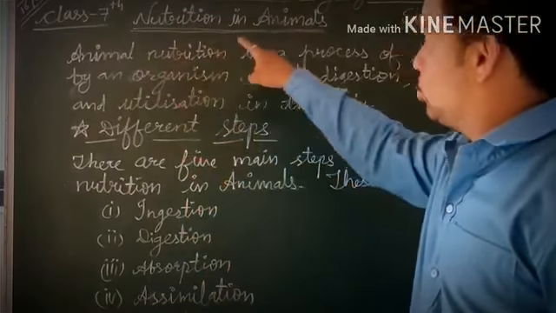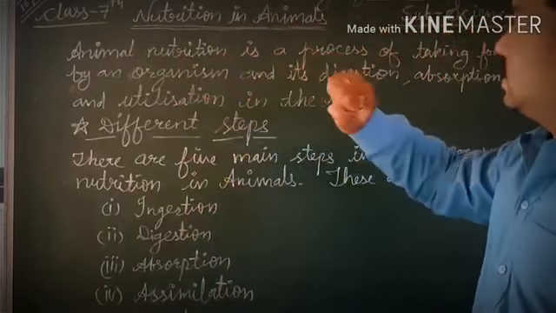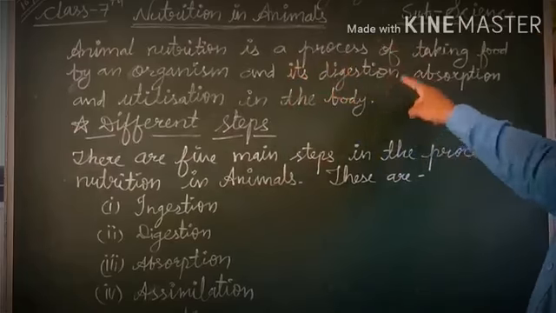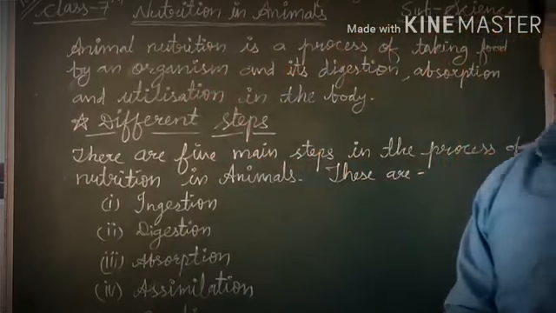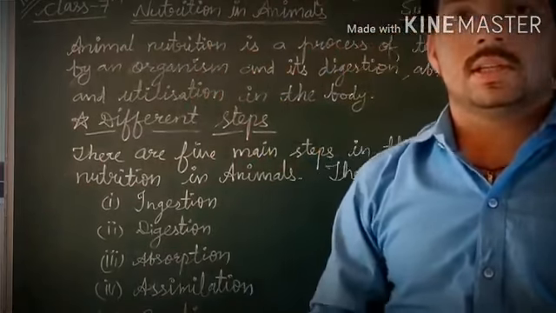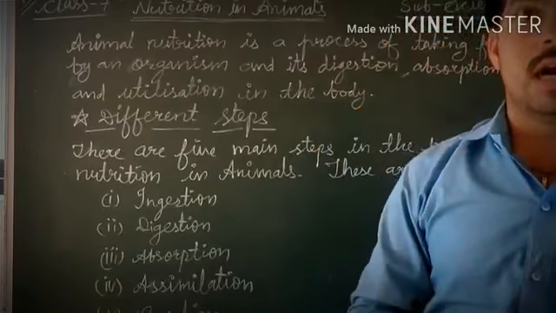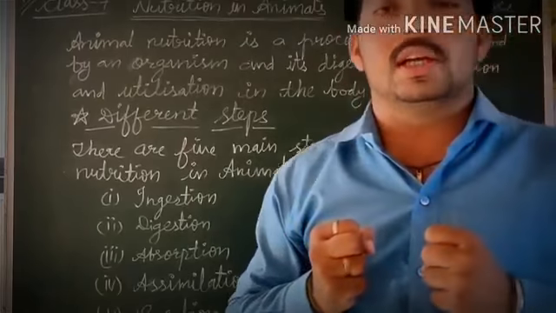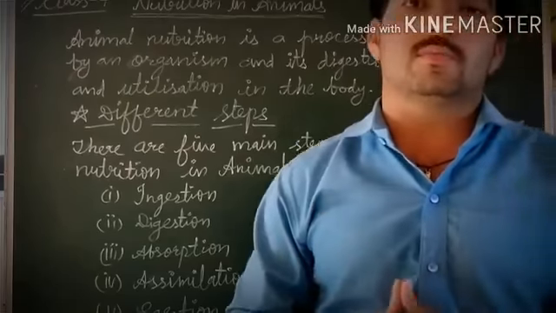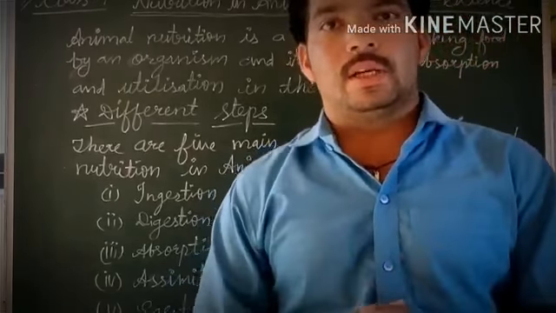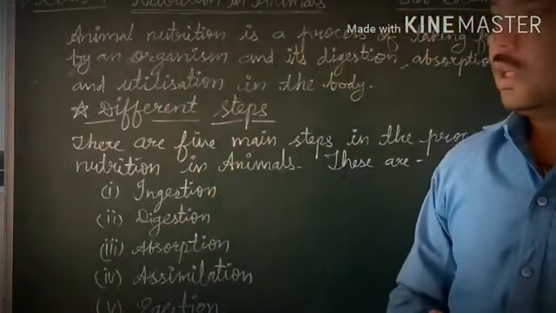Again, animal nutrition is a process of taking food by an organism and its digestion, absorption and utilization in the body. First the process of taking food, after that digestion, absorption, and after absorption there is assimilation, or we can say utilization of the food in the body. So this is the whole process of animal nutrition.